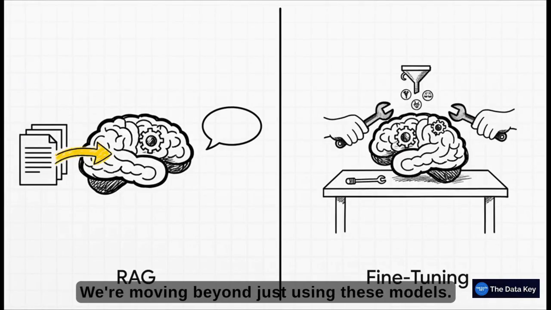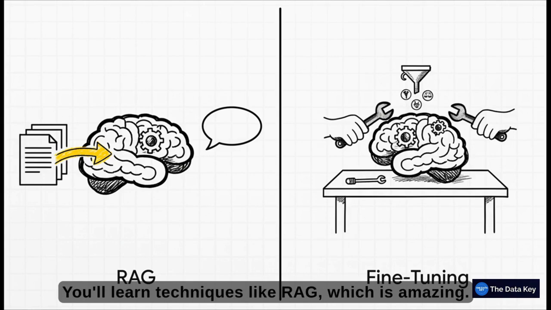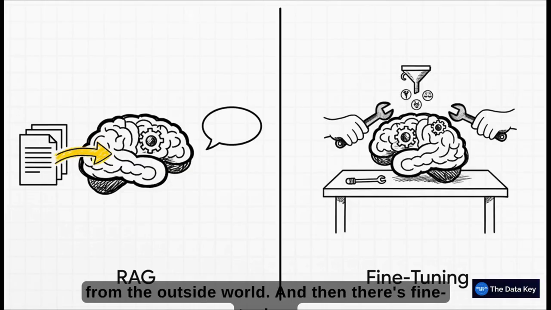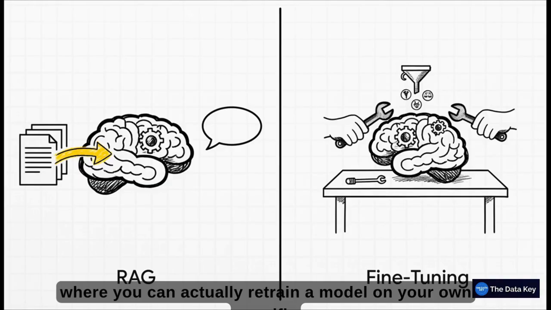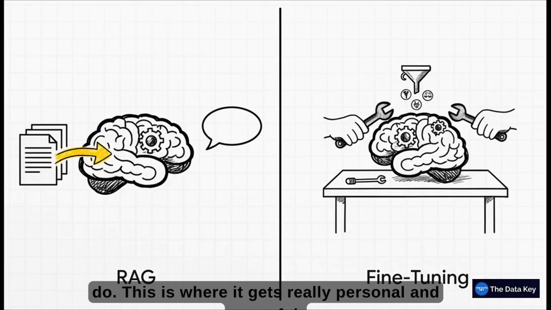This is where you really level up your game. We're moving beyond just using these models. Now we're talking about customizing them. You'll learn techniques like RAG, which is amazing. It lets a model pull in fresh, up-to-the-minute information from the outside world. And then there's fine-tuning, where you can actually retrain a model on your own specific data to make it an expert in exactly what you need it to do. This is where it gets really personal and powerful.